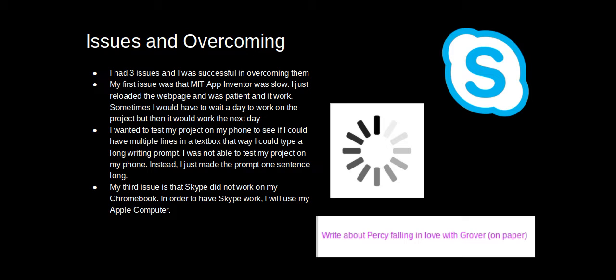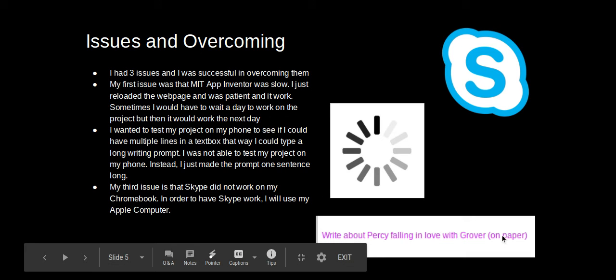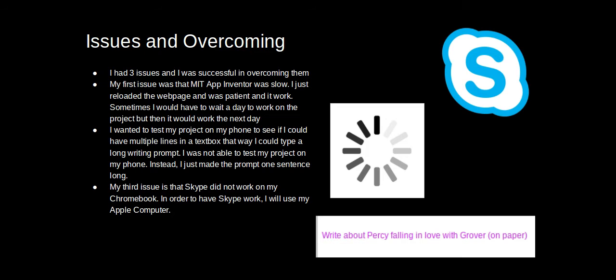I wanted to test my project on my phone, but my Chromebook and phone would not link up. So I ended up making the prompts one line like this. I was trying to test it so that I could write multiple sentences, but it's okay because I was able to figure out a prompt. My third issue was that Skype did not work on my Chromebook, so I'll just have to use my Apple computer for our class presentation.